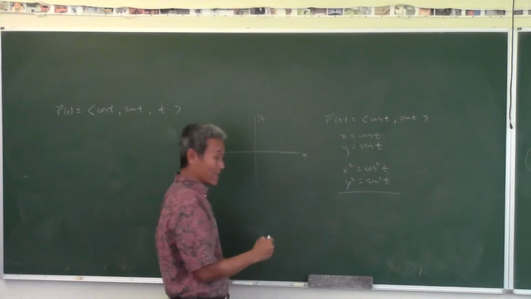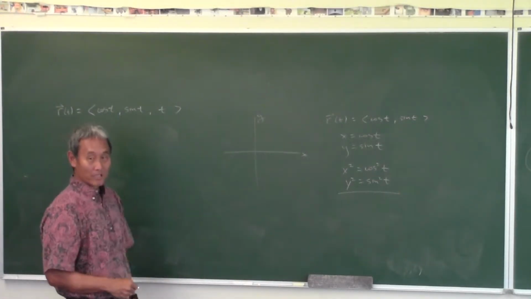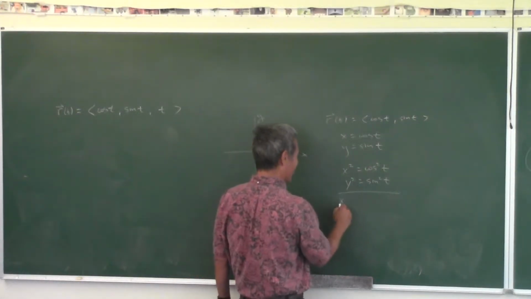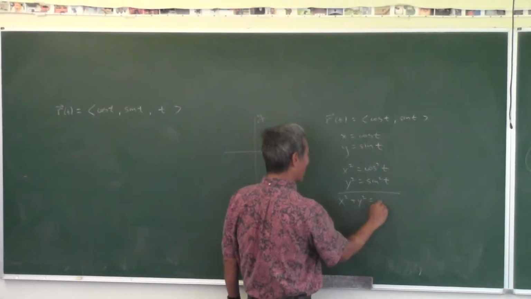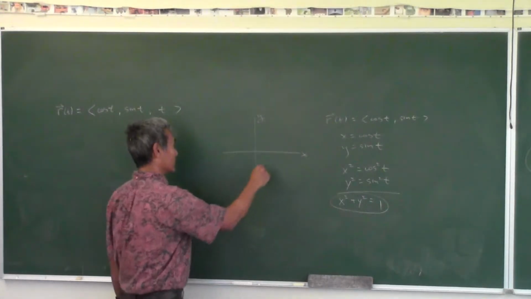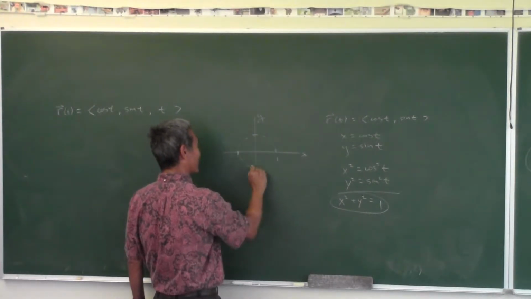So if I want to eliminate the parameter, in other words, get rid of the t, what do you think I'm going to do with these two equations? Add, subtract, multiply, or divide? You add: x squared plus y squared equals 1. That's a circle of radius 1. So the particle is traveling on the circle.